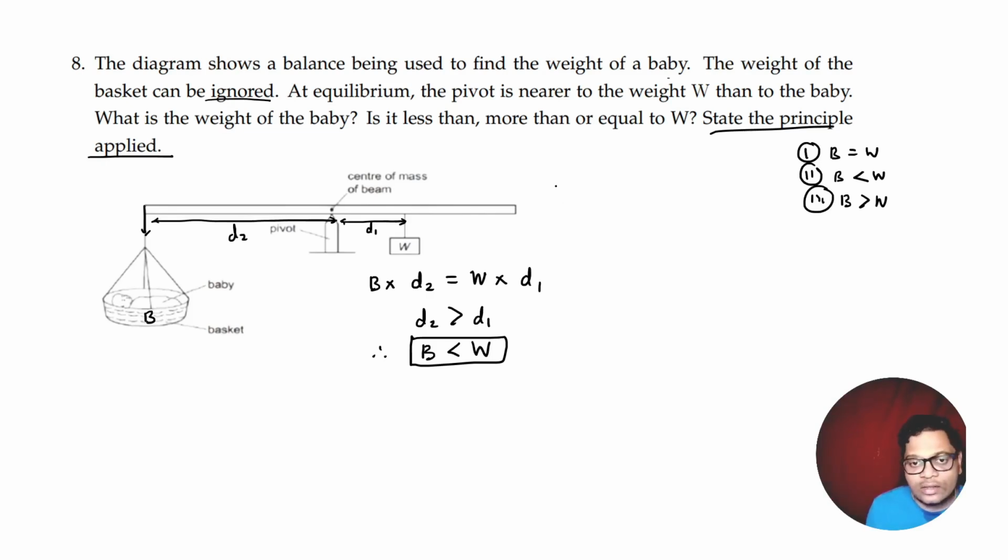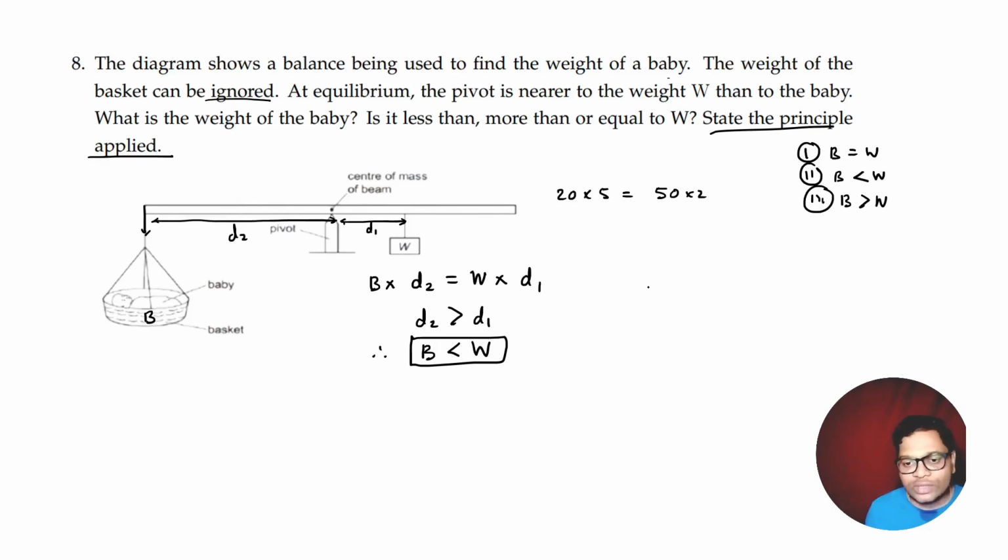Also, we say that if you have something like 20 into 5, that will give you 100. But instead, if you do something like 50, then you will have to just multiply by 2. That means if the distance is less, the corresponding weight will be more. But if the distance is more, then the corresponding weight will be less. So this is the principle of moments being used to identify that the weight of the baby is less than the weight W over here, because the baby is balancing that weight with a longer distance.